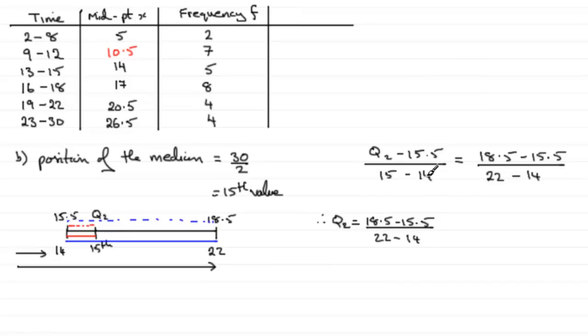This value here, 15 take 14, is 1, so I'd multiply that to both sides. That would leave me with Q2 minus 15.5, and if I add 15.5 now to both sides, that's what I'd get for Q2. And if you work this out, you'll find that you get 15.875 exactly. So there you go. There's my estimate, estimate by linear interpolation for the median Q2. All right.